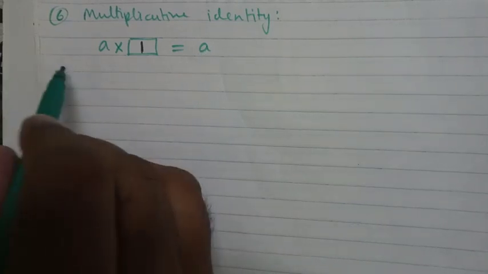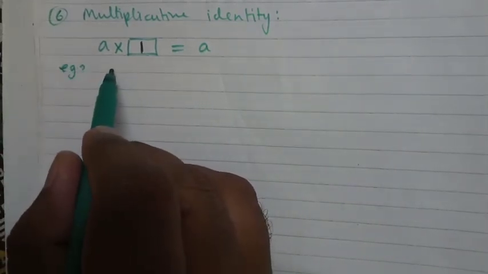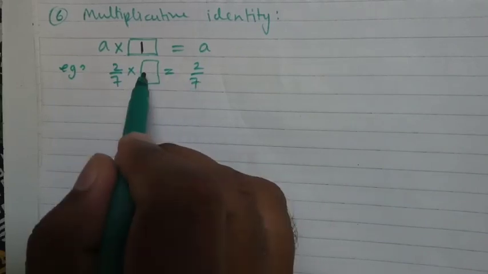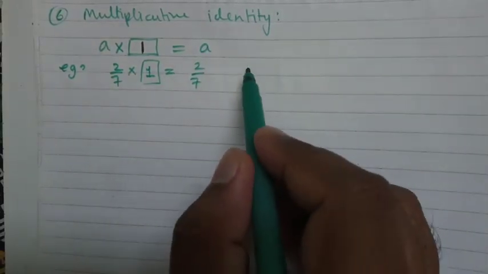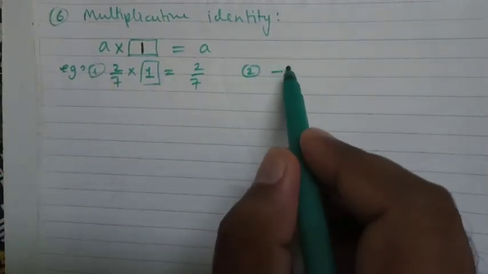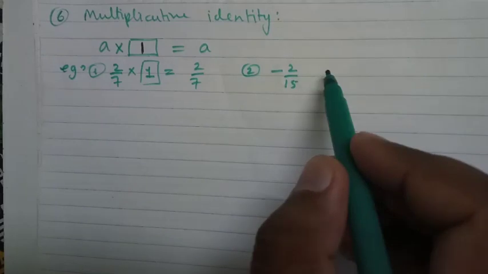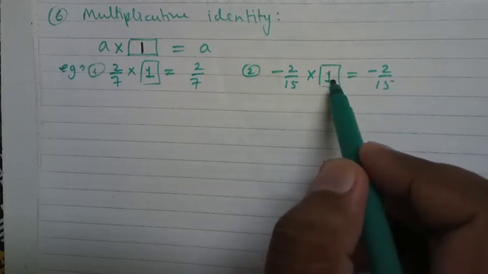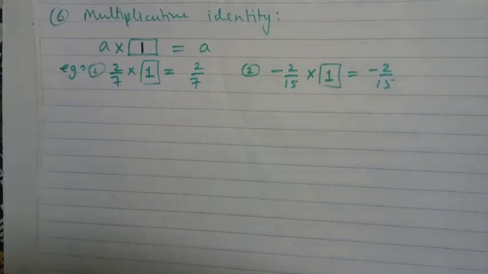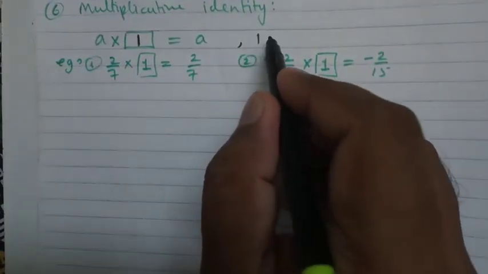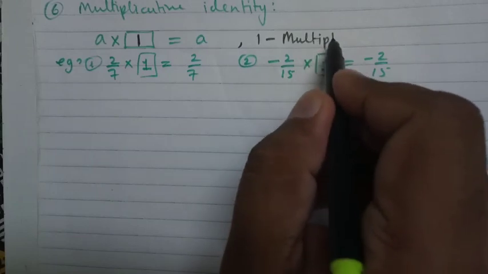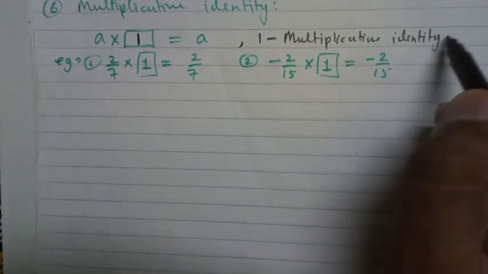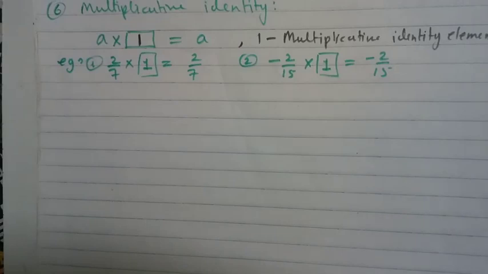If you're multiplying A by 1, then you will get A only. Now try to understand this with the help of an example. If I say 2 by 7, by what number will you multiply so that you will get again 2 by 7? That number will be 1. Another example we can take: minus 2 by 15. By what number will you multiply so that it will be again minus 2 by 15? That is only 1. So this 1 is called the multiplicative identity element. Okay, hope you have understood.